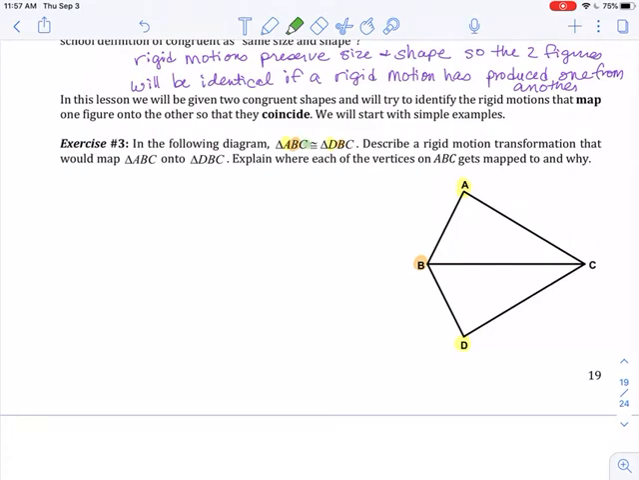So my question to you is, did you translate this, which means you shifted or slid it? Did you rotate it, which means you turned it? Or did you reflect it?